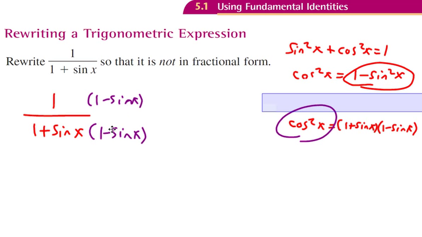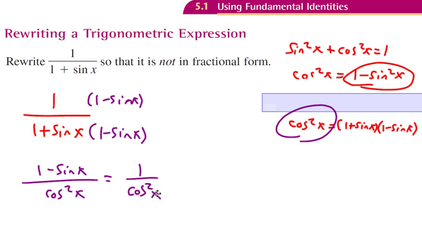So the top still remains 1 minus sine of x. Now the denominator, if you multiply all this, you're going to get cosine squared of x. That's very powerful, because now, watch this, we can break this up into two fractions. This is the same thing as 1 over cosine squared of x, minus sine of x over cosine squared of x.